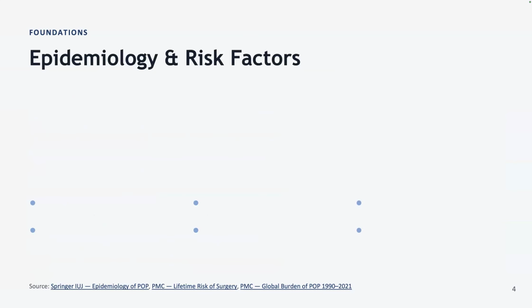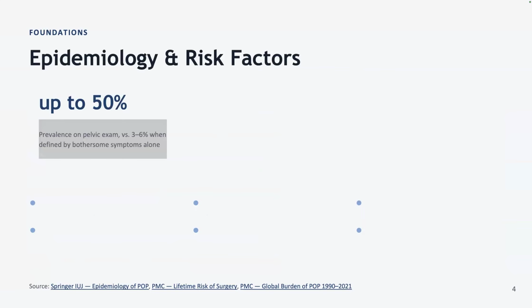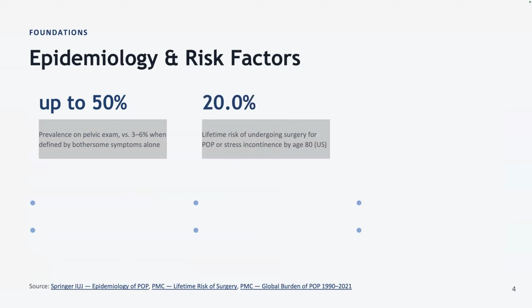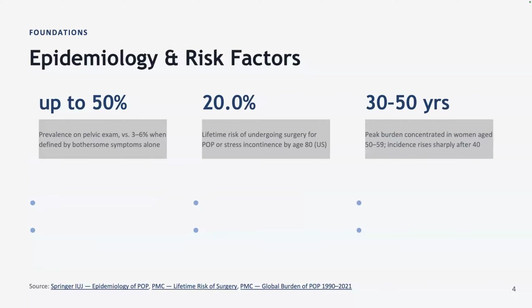Then epidemiology and risk factors: up to 50% prevalence on pelvic examination versus 3 to 6% defined by bothersome symptoms. So in the 50% of patients, don't worry about it. 20% lifetime risk of undergoing surgery for POP and stress incontinence by age of 80. Peak burden is considered in women aged 50 to 59, and incidence rises sharply after 40.